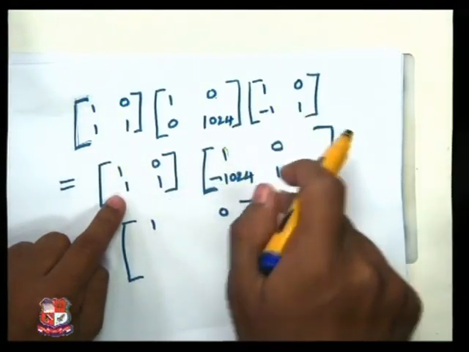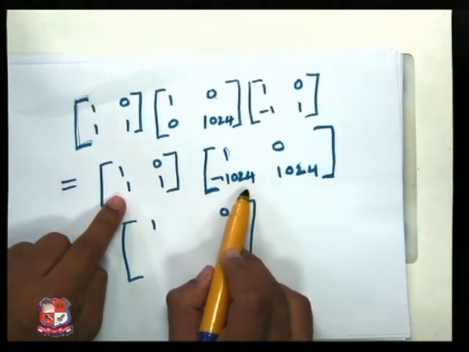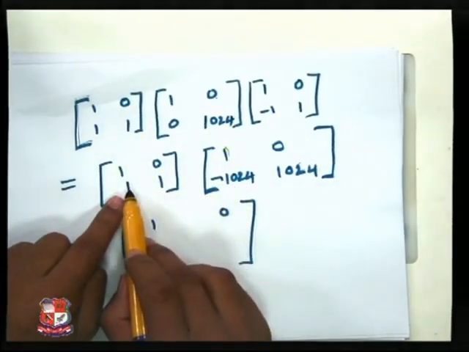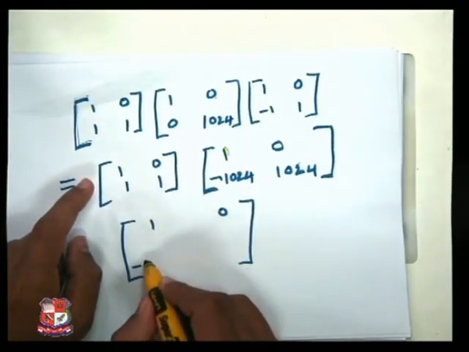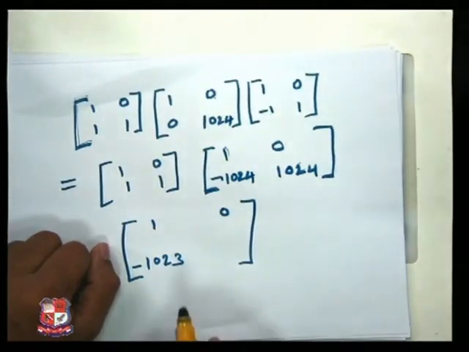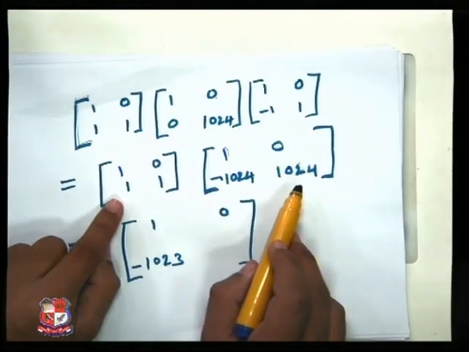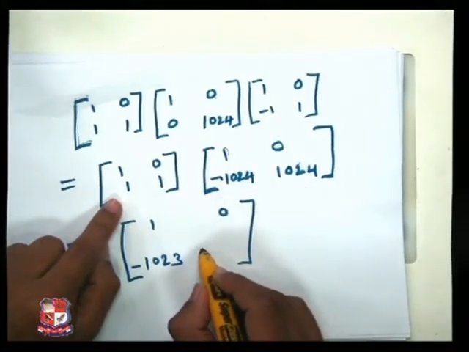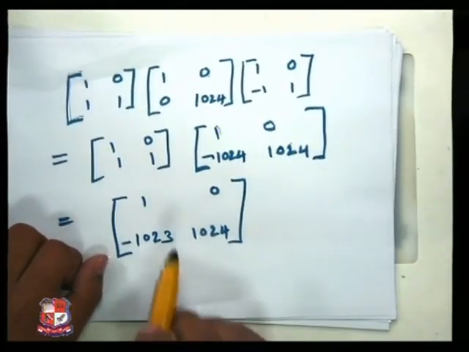multiply each column. So 1 into 1 plus 1 into minus 1024. So basically you will get 1 minus 1024. So that's why this is minus 1023. Okay, and then 1 into 0, that is 0, and 1 into 1024. So that's why you will get 1024, right?